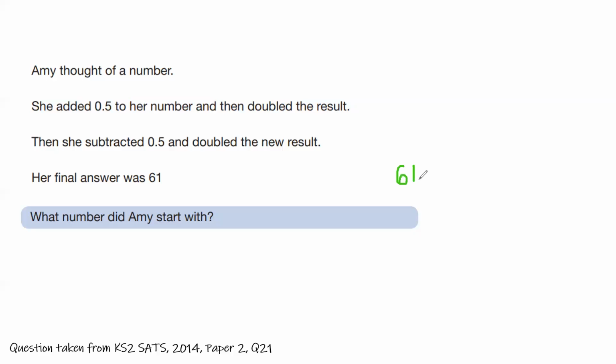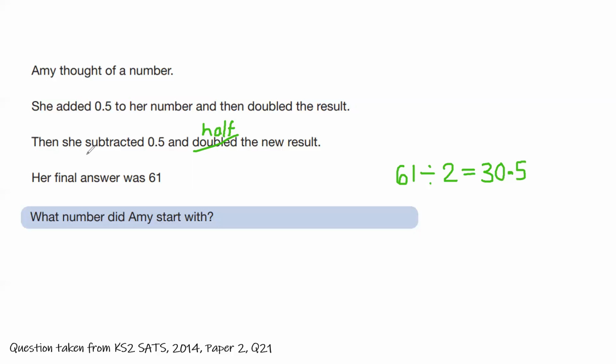And we've been told that the last thing that she did, remember we're working backwards, was she doubled the result. We're going to do the opposite. So let's halve this result. So let's do 61 divided by 2. Oof, that's a tricky one, isn't it? So let's do 60 divided by 2 first, and we get 30. And then 1 divided by 2 is going to give us a half, or 0.5. Okay, so we've done this part. Rather than double, we've halved.